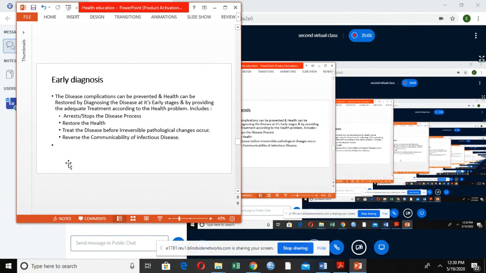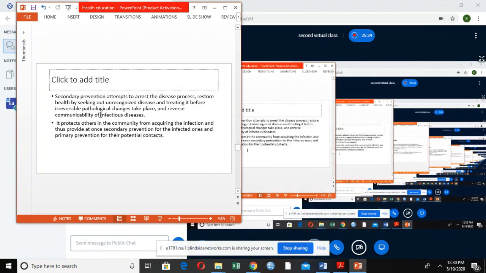It will help stop the disease process before it gets to the severe stages, restore health at an early stage, treat the disease before it gets to irreversible pathological changes, and also help to overcome communicability or spread of the disease, even in case it is an infectious disease. Secondary prevention attempts to arrest the disease process and restore health by seeking out and recognizing disease and treating it before irreversible pathological changes take place, and reversing communicability of infectious diseases. It protects others in the community from acquiring the infection and thus provides at once secondary prevention for the infected ones and primary prevention for those potential contacts.